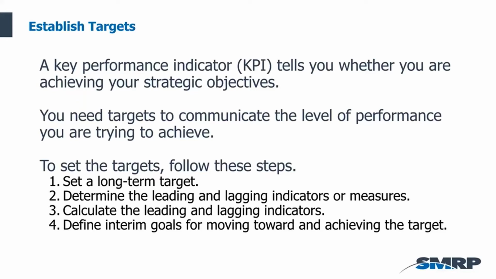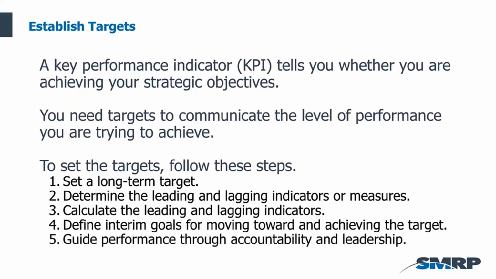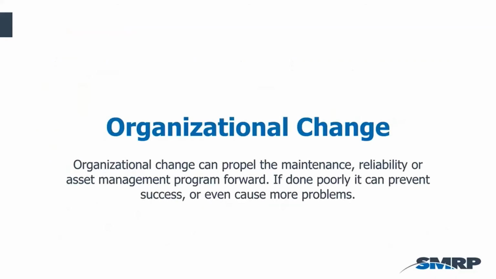So if your target is to reduce inventory holding costs by 10% over the year, what you might be able to do is look at monthly targets or quarterly targets to help you move towards that goal so that at the end of the year, it's not one big jump. We want to guide performance through accountability and leadership. So once we set those targets and we're trying to achieve the longer term targets, it takes accountability from the leadership team, and it takes leadership capability from the leadership team to be able to keep the team moving forward.